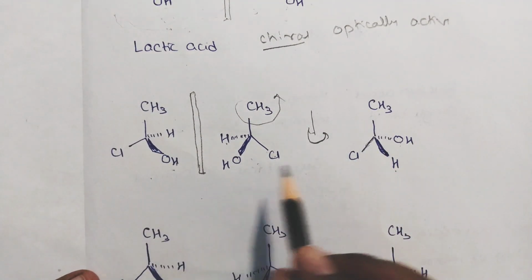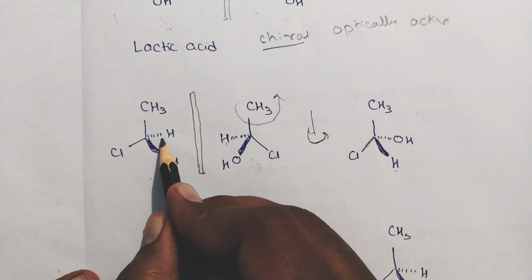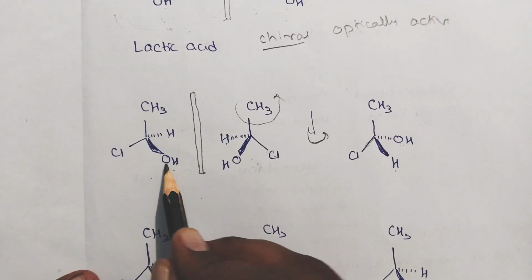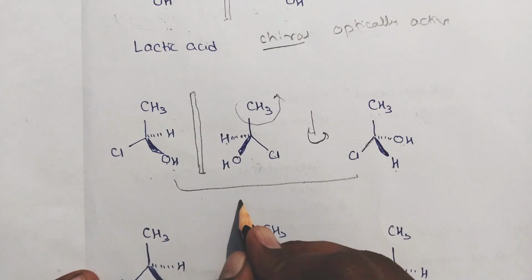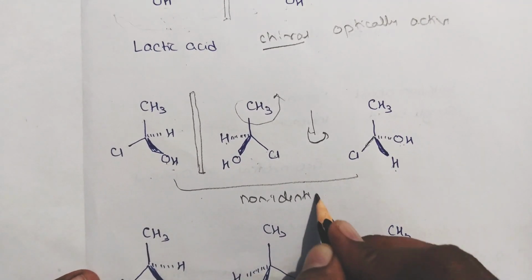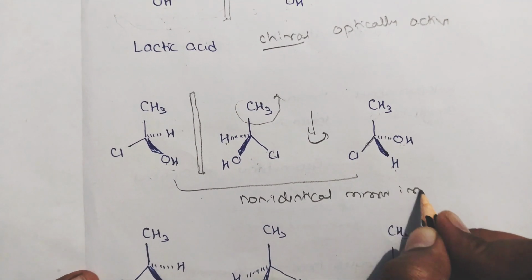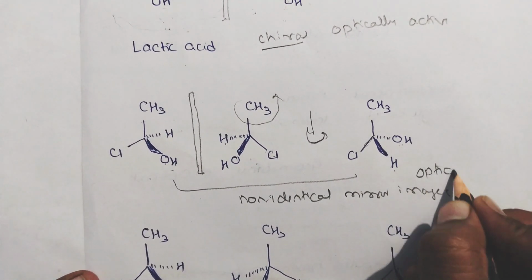whether these mirror images are identical or not. Check this. H is here, H is below the plane, here OH is below the plane, OH is above the plane, here H is above the plane, so these are non-identical. These are non-identical mirror images. Hence these are optically active.